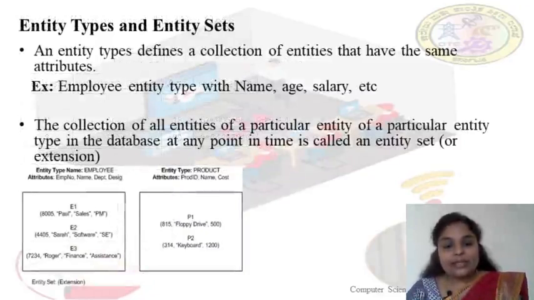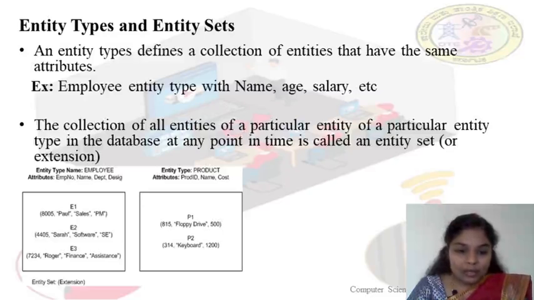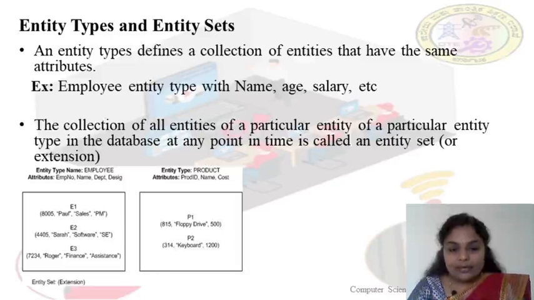In order to understand in depth, here the entity type is what? Product. And what are the attributes it has? Product ID, name and cost. And what are the values inside the table? We have 815, floppy drive and 500. The cost of the floppy drive is 500. This is one entity. And the second one is F314, keyboard, 1200. This is another entity.